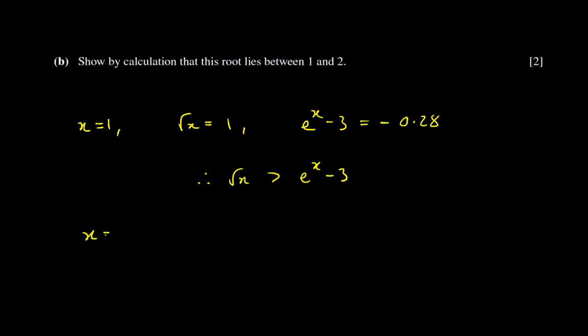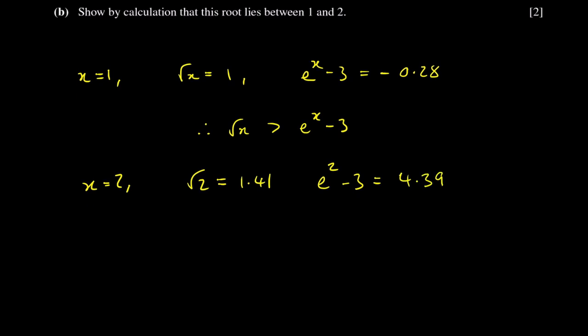But when x is equal to 2, what are we going to get? Well, the square root of 2 is equal to 1.41. And then e to the power of 2 minus 3 would be equal to what? Let's put that in. Okay, that's 4.39.